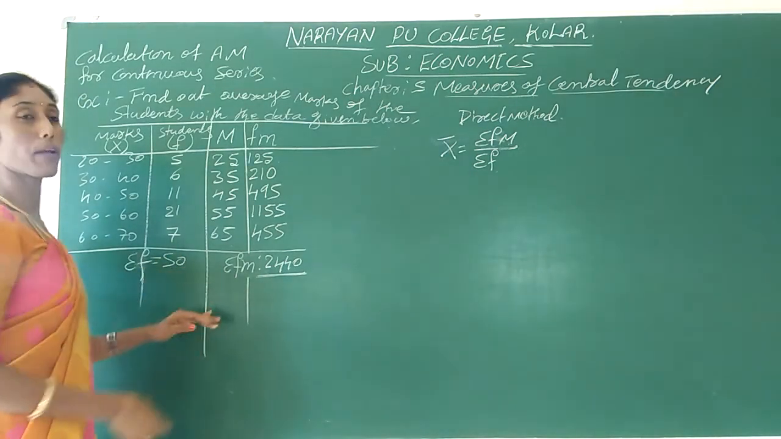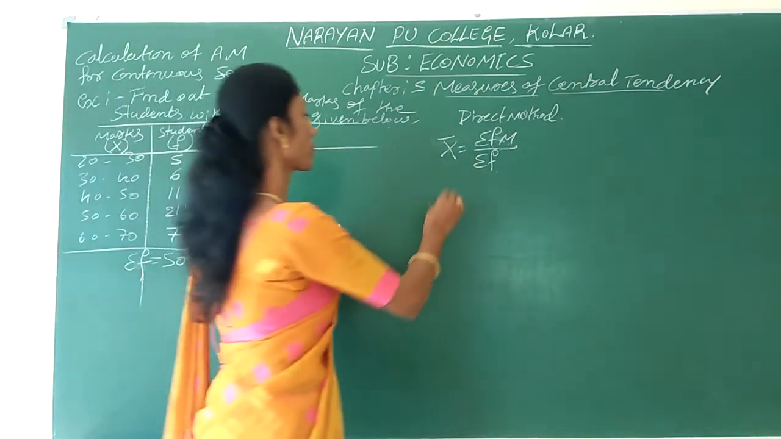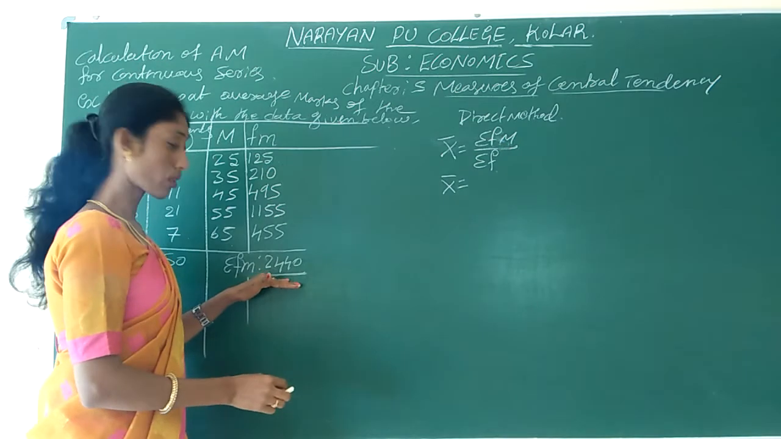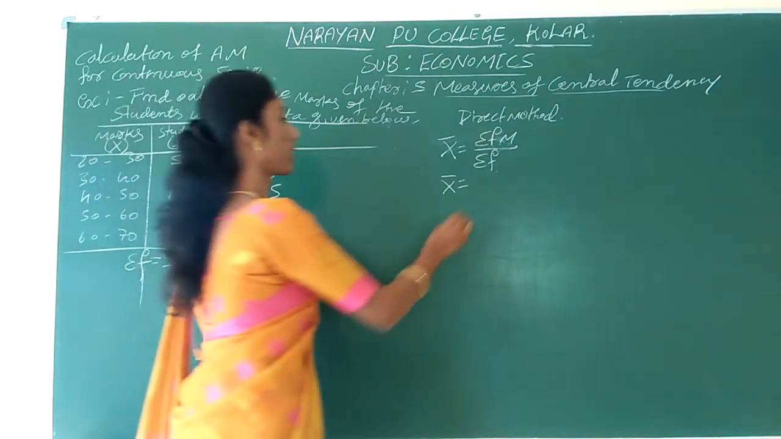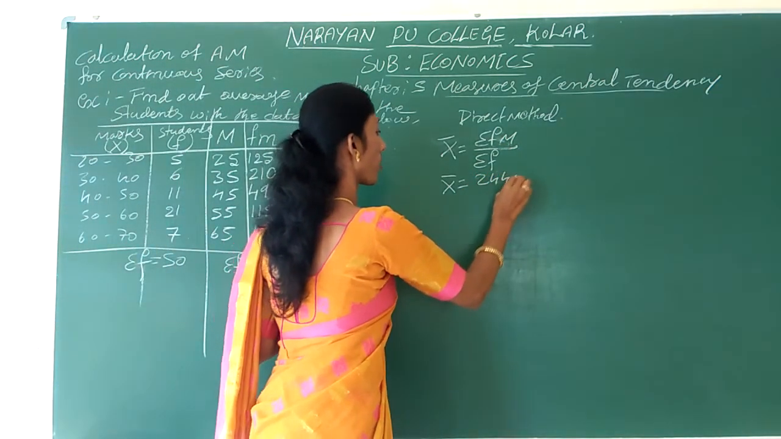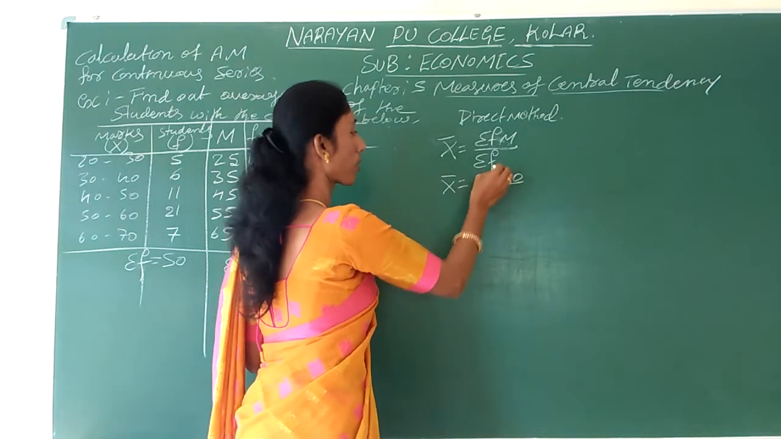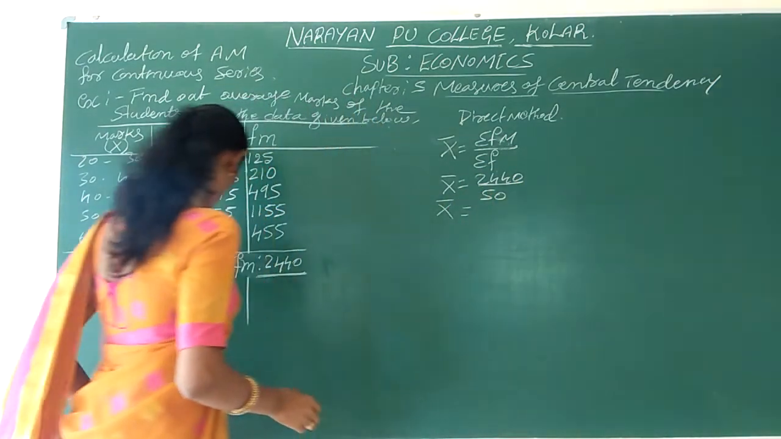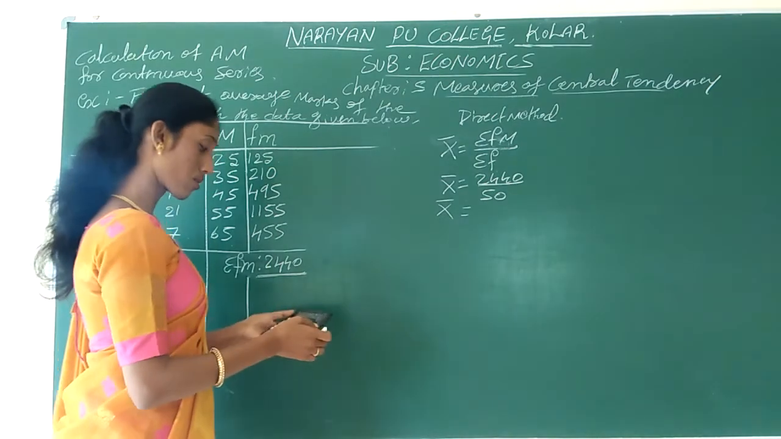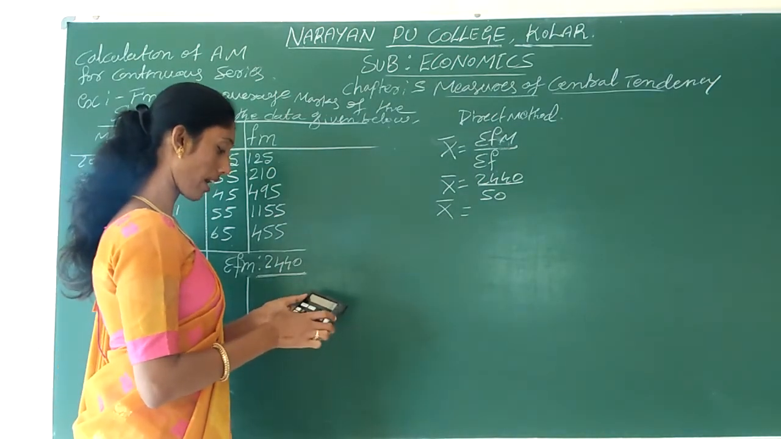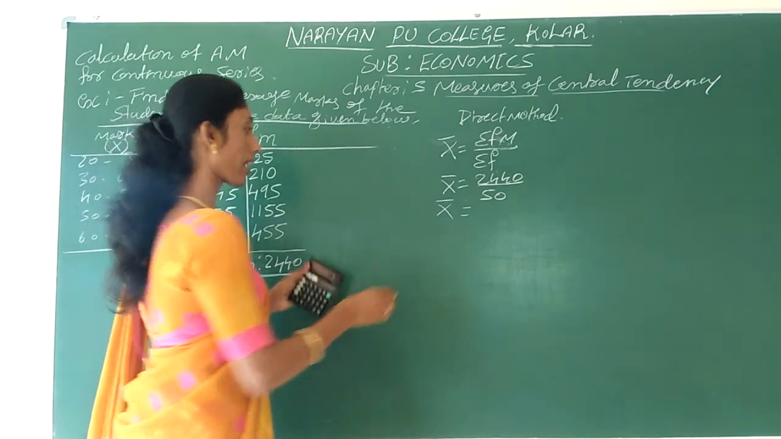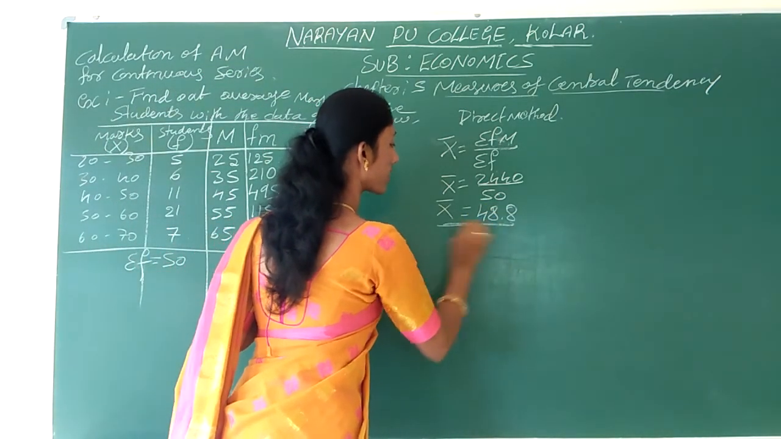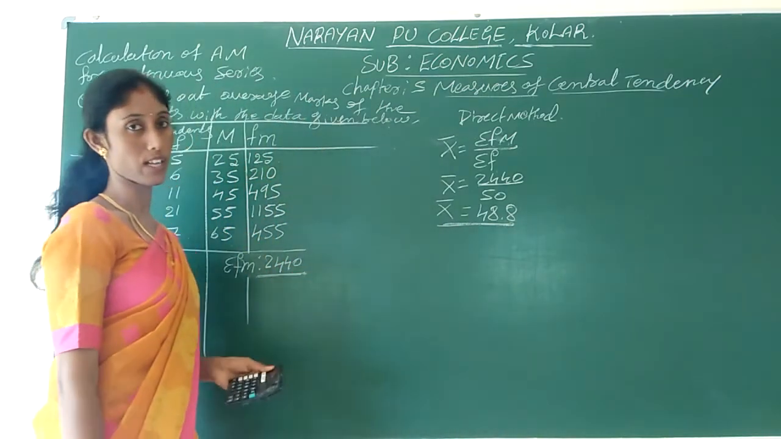Now we can apply the formula. X bar is equal to sigma fm, which is 2440, and the sum of frequencies is 50. Then x bar is equal to 2440 divided by 50, which gives 48.8. This is the answer we get.